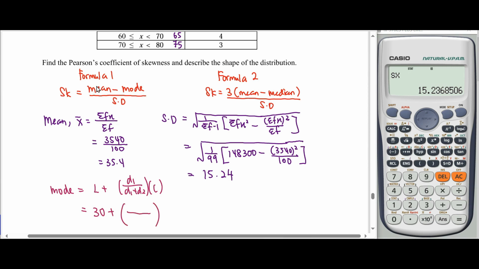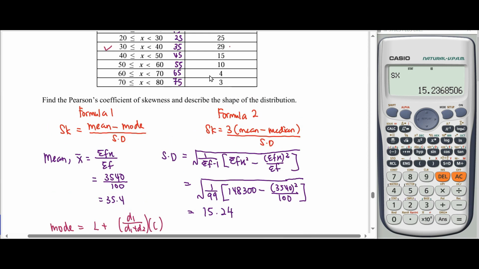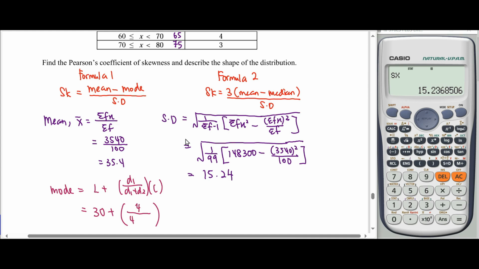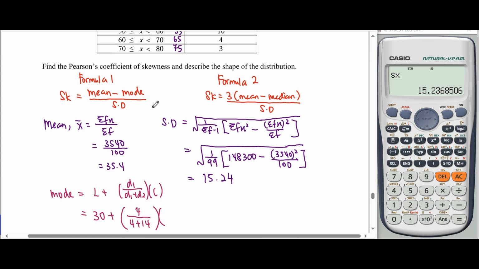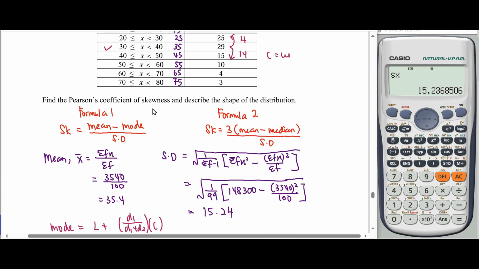So D1 and D2, what is that? D1 and D2 is the difference of frequency before the class and the difference of frequency after the class. So this one differs by 4, this one differs by 14. So D1 is 4, D2 is 14. And C is the size of the class. Size of the class will be upper boundary minus lower boundary. Upper boundary, you look at 40. After that also 40, so its boundary is 40. Lower boundary, just now we found it 30 and 30. So lower boundary is 30. So size of the class is 10.